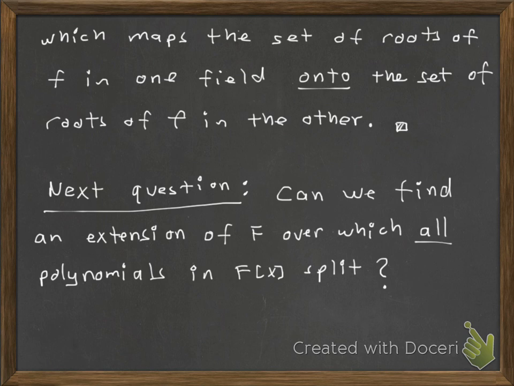And the next question, if we raise the stakes a little bit higher, the next natural question is if we can find an extension of capital F over which all polynomials over F split simultaneously. Those of you will realize by now that we are pointing at what's called an algebraic closure, but this is next time.